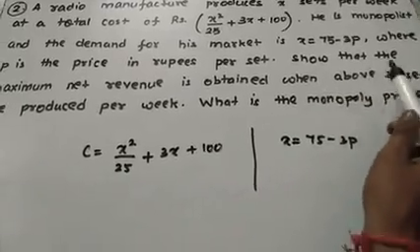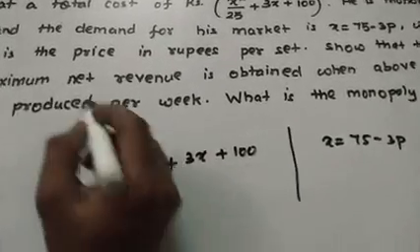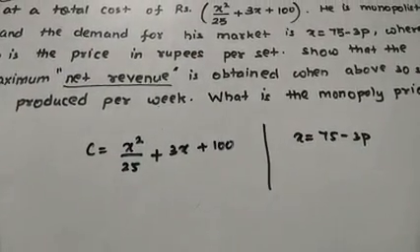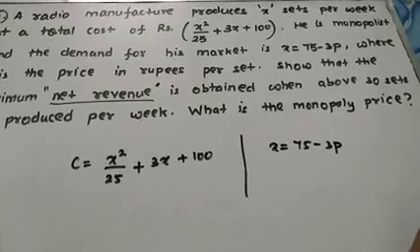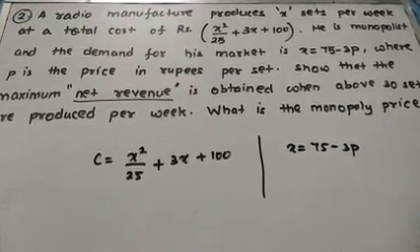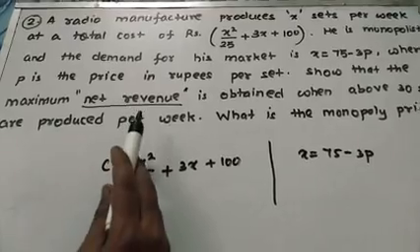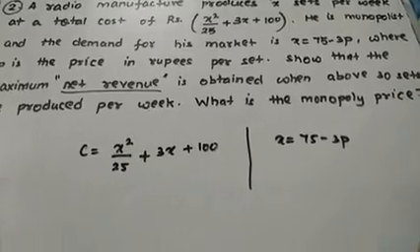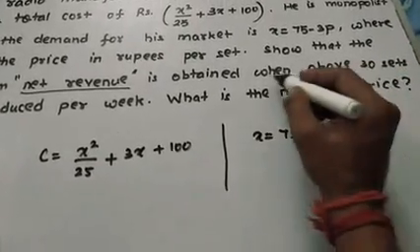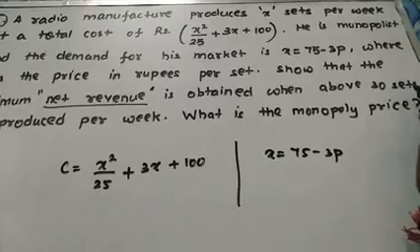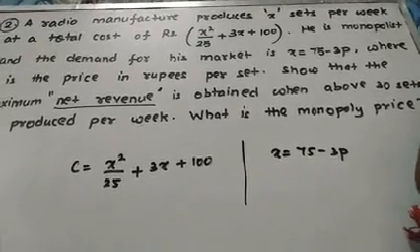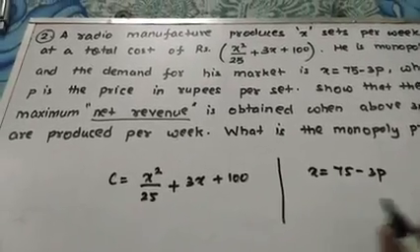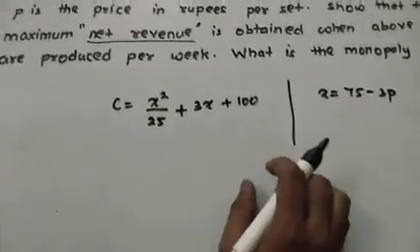Show that the maximum net revenue is obtained when above 30 sets are produced per week. That means the maximum revenue will occur when about 30 sets are produced per week. We will discuss this part later on because this is the solution part. After solving you will get to know. So what we have to find is the maximum net revenue. Just remember this thing, maximum net revenue. Okay, so the solution part.